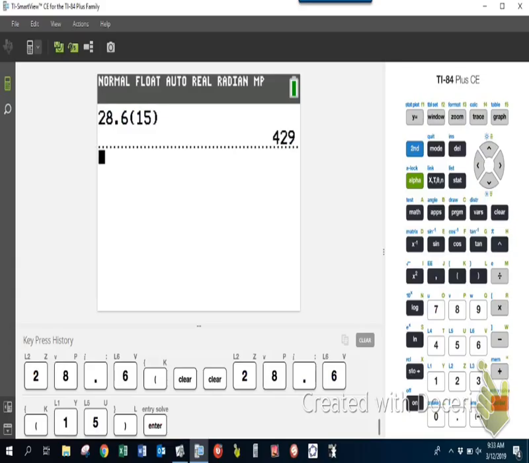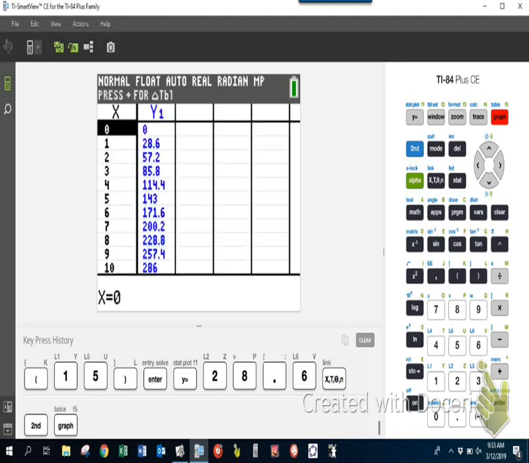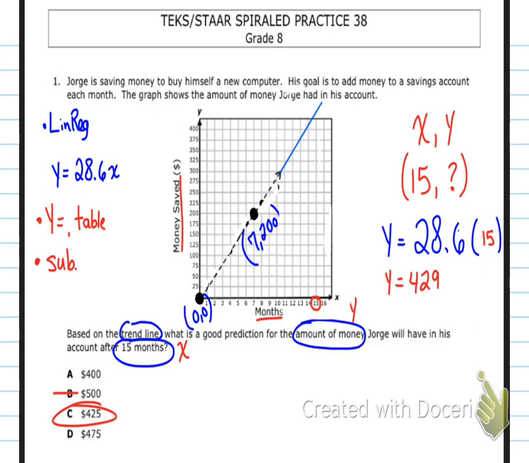So let's go ahead and use y equals table. So we're going to go with 28.6 x. And then when I go to the table, you're going to want to make sure you scroll till you see where x is 15. So I can keep on going. And then when x is 15, the y value is 429. So again, it's still really close to C.